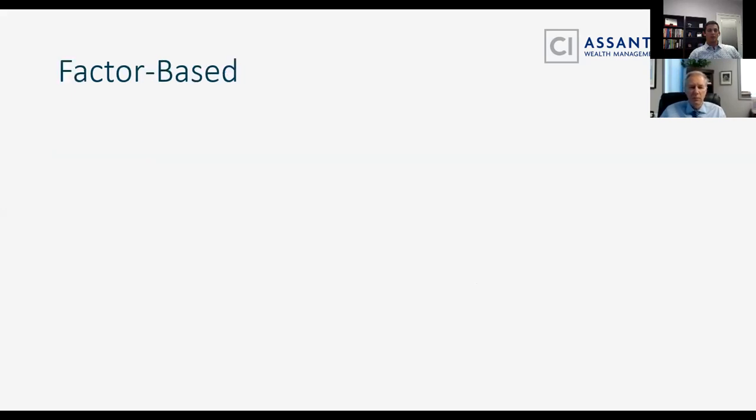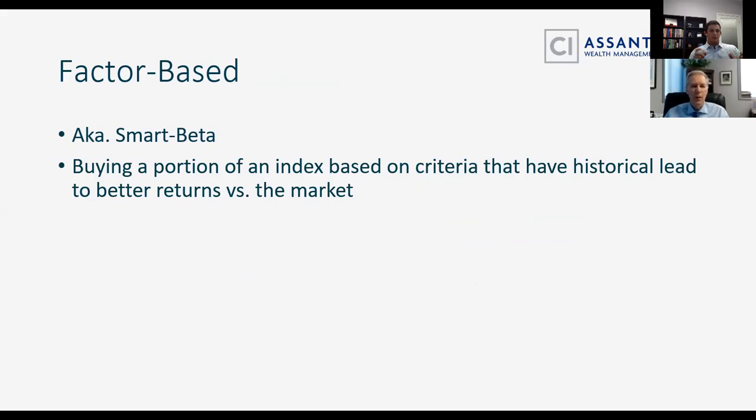Moving on to another strategy, which is called factor-based. There are a number of different names for a factor-based strategy. It's also known as smart beta. It's another industry jargon that's used to describe this strategy. But really all it comes down to is buying a portion of an index or a market based on some criteria that have historically led to better returns versus the market.